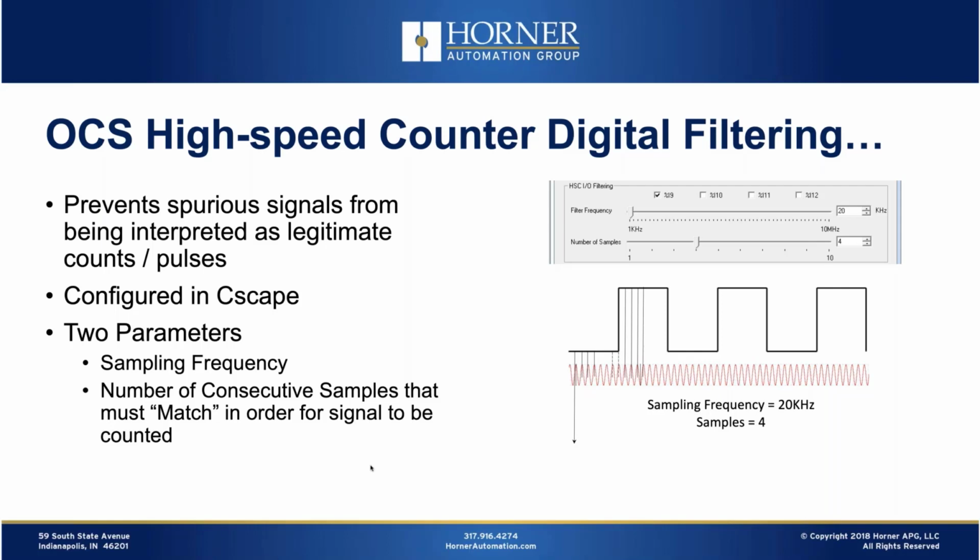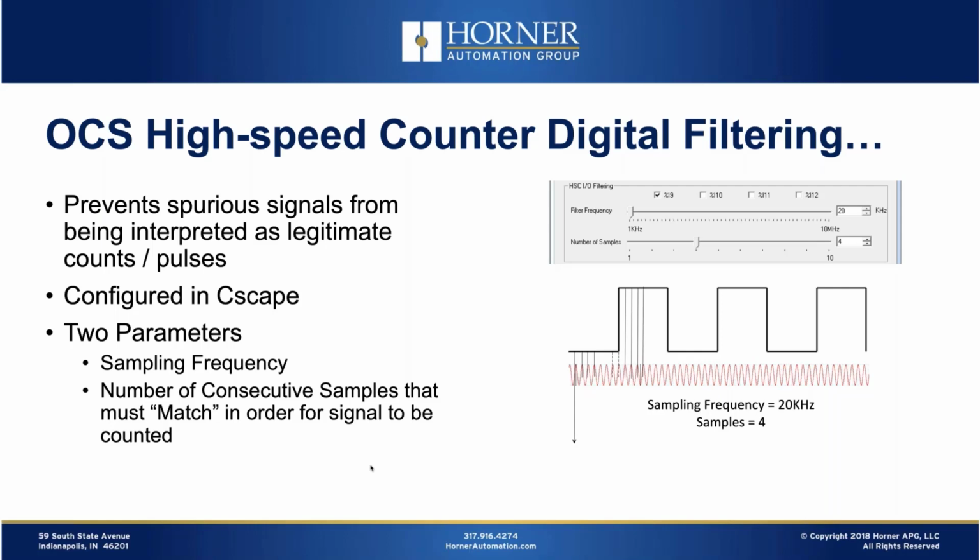So again, what is my sampling frequency? How often am I going to be checking the status of the input? And then how many consecutive samples have to match before that data gets passed through to the accumulator, or that count gets counted, if you will. So that's how we set up our digital filtering. And it's very important for applications that have a lot of noise, where you can get spurious signals that are not the pulse that you're looking for. You want to make sure you've filtered those out.